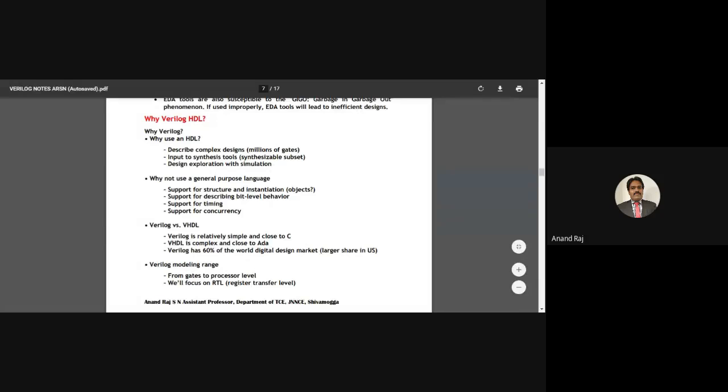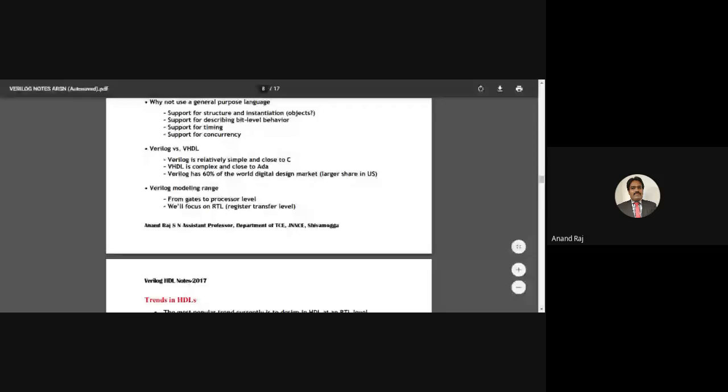Verilog versus VHDL. Nowadays Verilog is a worldwide used and accepted language. Verilog is relatively simple and close to C. VHDL is complex and close to Ada. Verilog has 60% of the world digital design market, and a larger share in the US, more than 90% nowadays. Verilog modeling ranges from gates to processor level. RTL is also supported by Verilog modeling.